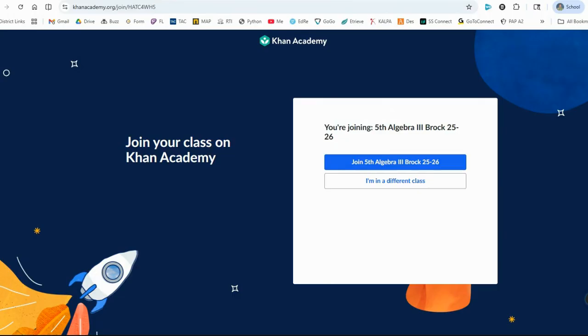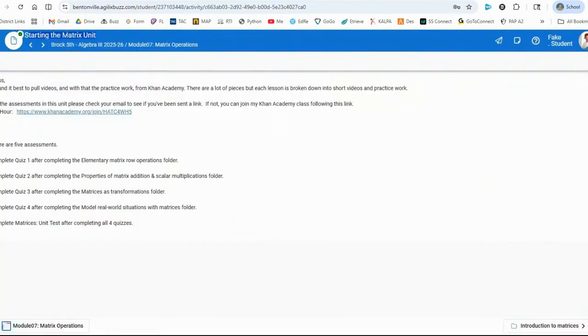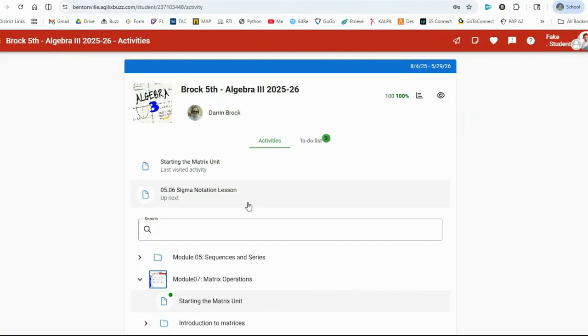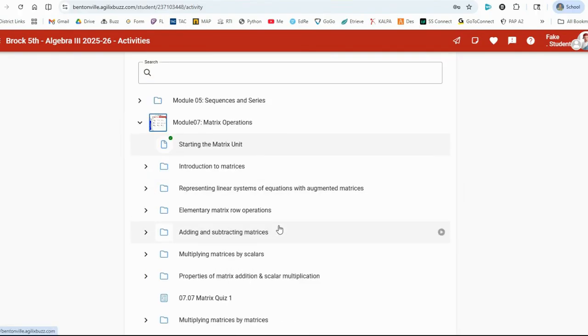go to the matrix unit in Buzz, go to the starting the matrix unit right there on the front page. When you go down to the bottom, starting the matrix unit, and you'll find that link. Find that link to Khan Academy. So just make sure you're logged in. Make sure it shows that you're in my class. All right, let's start looking through what we're doing.